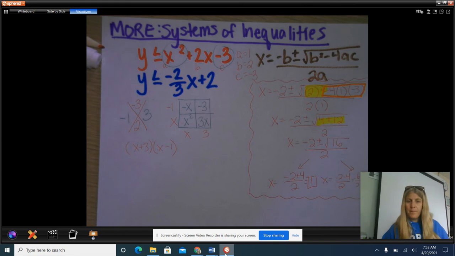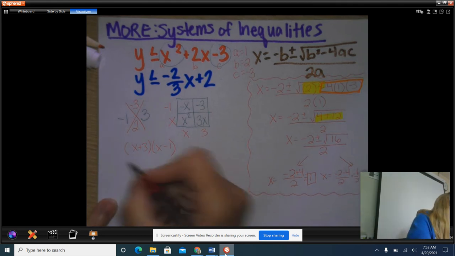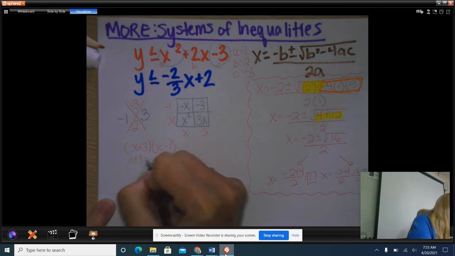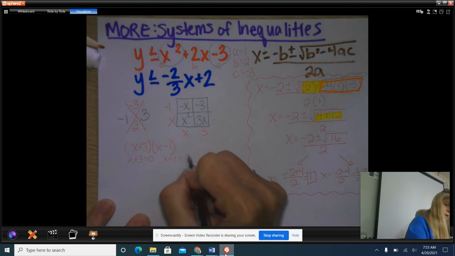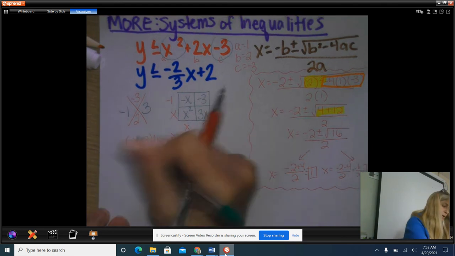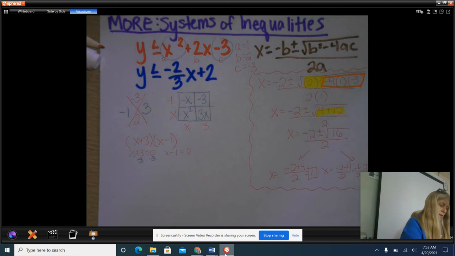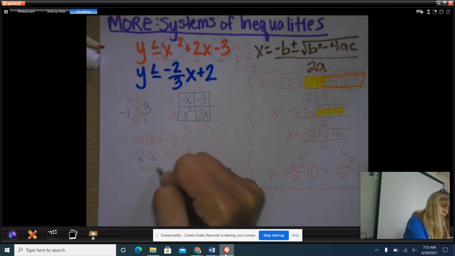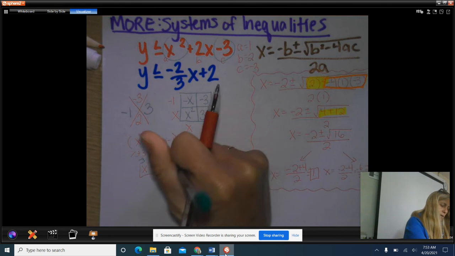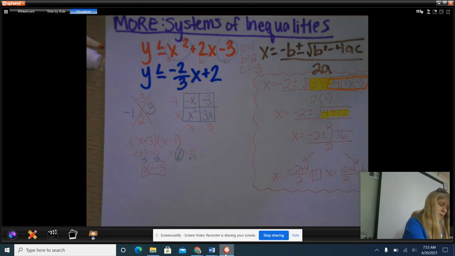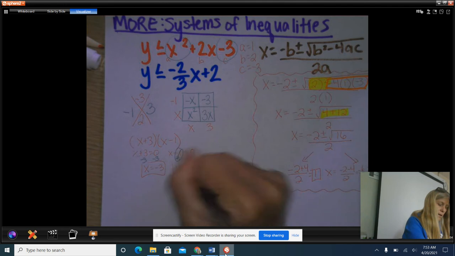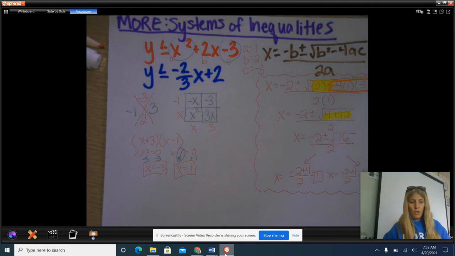After it's in product form, I'm going to use the zero product property in order to go ahead and solve for my roots. So I'm going to set each of these equal to 0. And then I'm going to go ahead and solve for each of those x's. So we have our first root at -3. And our second root here, by adding 1 to both sides, is going to be at +1. So once again, this is two different techniques to find the roots of our parabola.